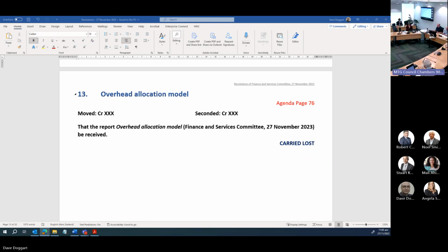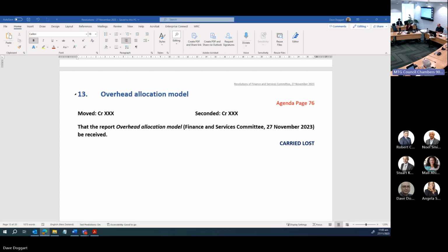So, agenda item number 13, overhead allocation model. Janine is going to present to us on this wonderful subject. Thank you, Mr. Chair. So this report is provided based on requests from committee meetings and general conversations around council in terms of the costs to deliver our services and what they include around corporate overheads and how they're allocated using what's termed the burden rate.